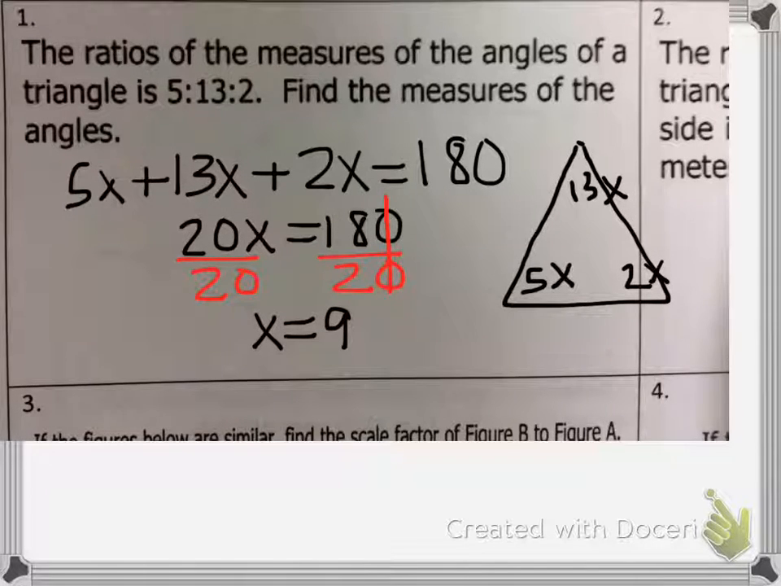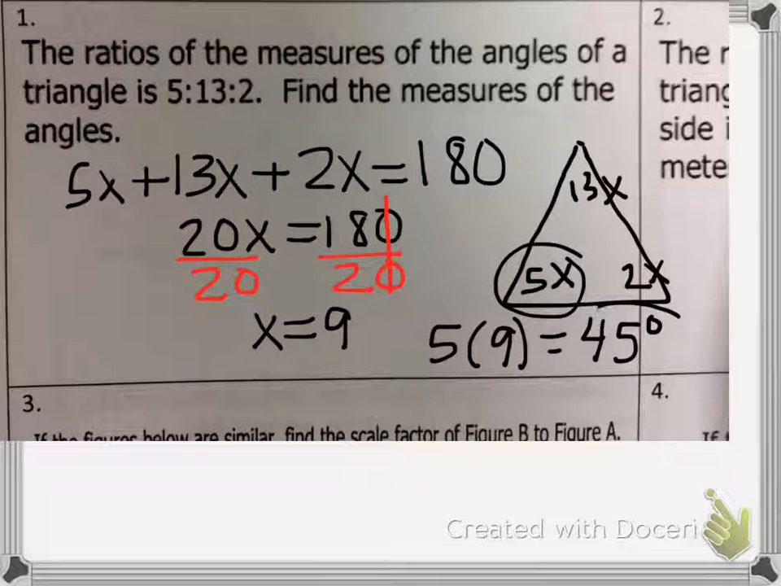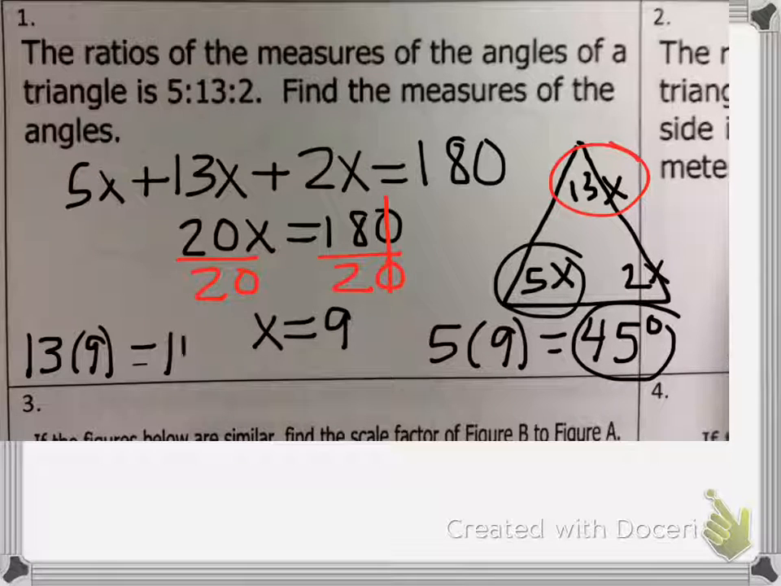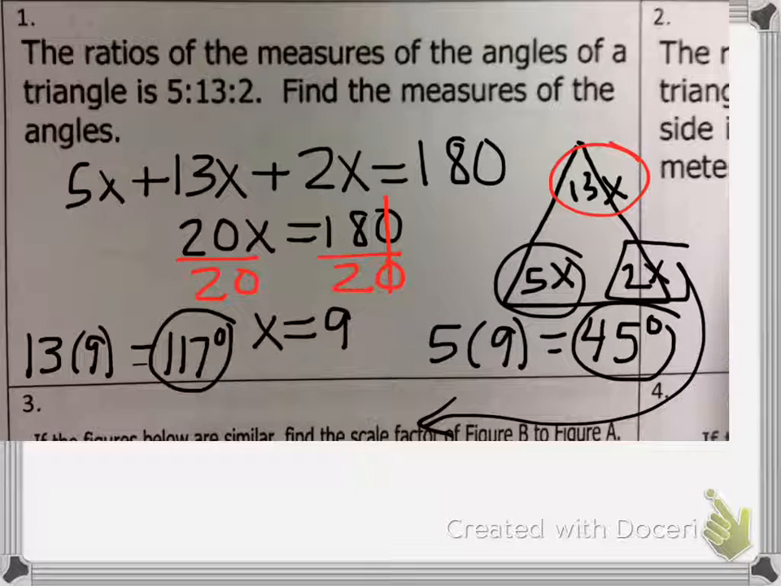So it says find the measure of all the angles. So for the first one, doesn't matter which one you choose, for 5x, 5 times 9, since x was 9, that would be 45. So one of the angles is 45 degrees. The next one, we'll look at the 13x. So 13, when I plug in 9, 13 times 9 is 117. So the second one is 117 degrees. And then the last one, the 2x, so 2 times 9, that would give us 18 degrees.